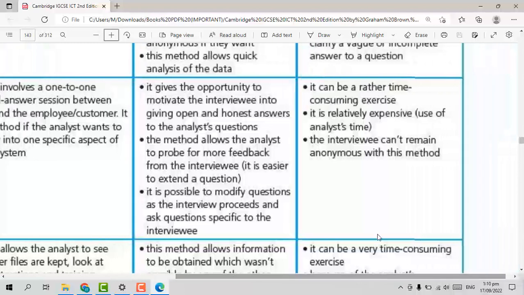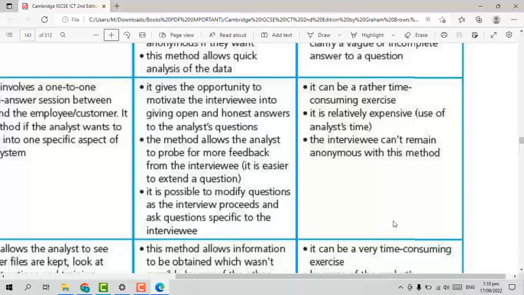It can be a rather time-consuming exercise. Why do you think interviews are time-consuming? Because if I need to create a system for a company that has, let's say, 200 employees or 200 teachers, I'm going to have to sit with each and every one of them. So I'm going to have about 200 interviews, and one interview can take half an hour, right? So it could go up to a whole week. I'm going to spend my time interviewing those employees or teachers or whatever people I am interviewing.